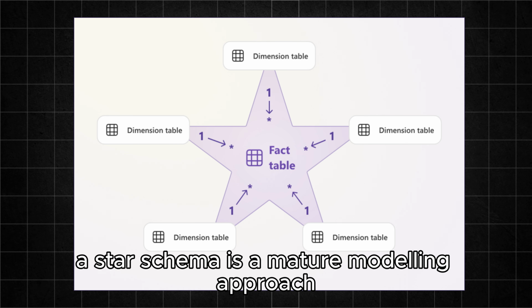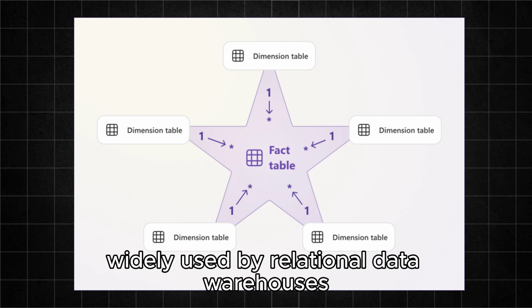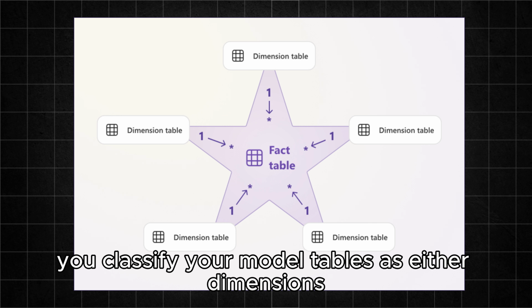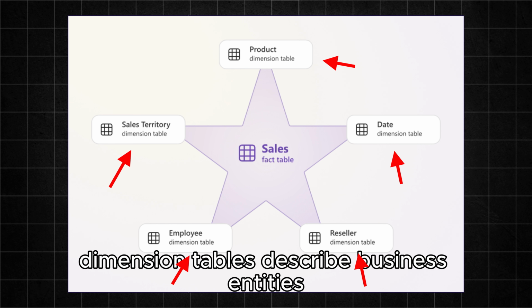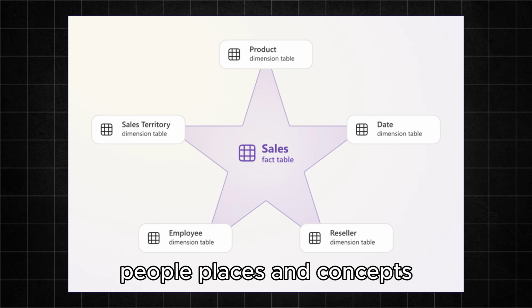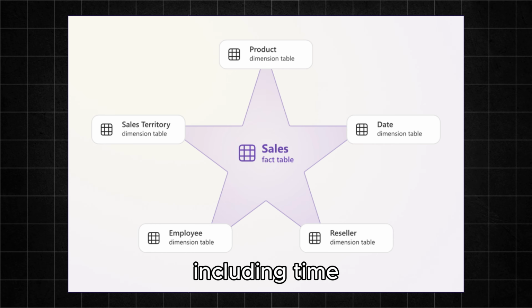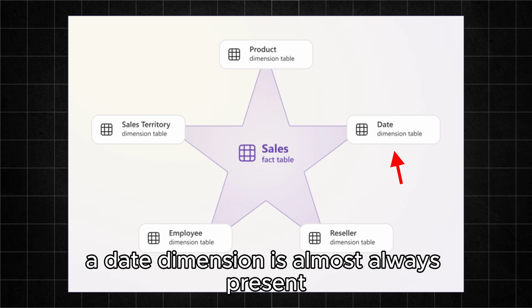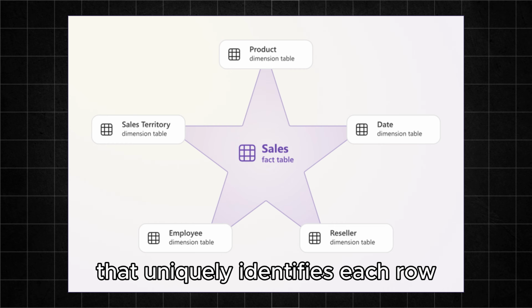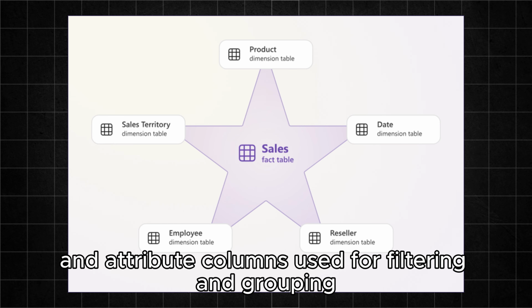A STAR schema is a mature modeling approach widely used by relational data warehouses. You classify your model tables as either dimensions or facts. Dimension tables describe business entities, the things you model, such as products, people, places, and concepts, including time. A date dimension is almost always present. A dimension contains a key column that uniquely identifies each row, and attribute columns used for filtering and grouping.